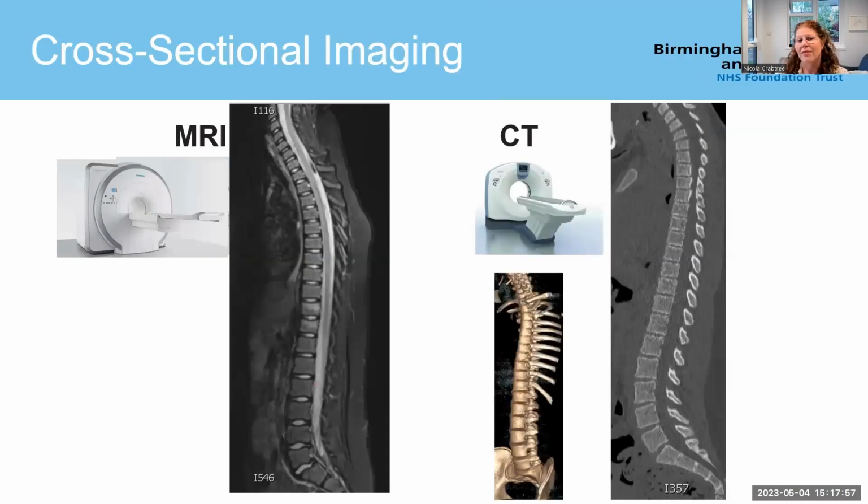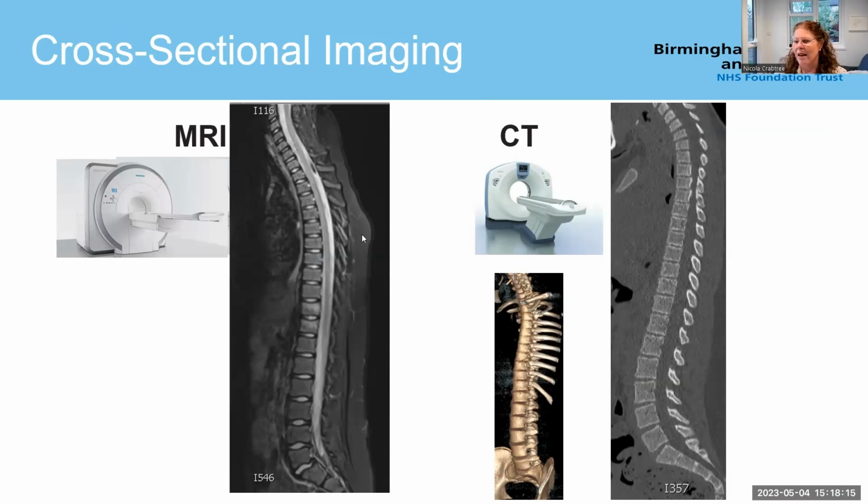And then alternative technologies, so cross-sectional imaging. Cross-sectional imaging has the advantage that you can reformat the spine in various different planes, and that might help identify fractures, especially in children with a significant scoliosis.